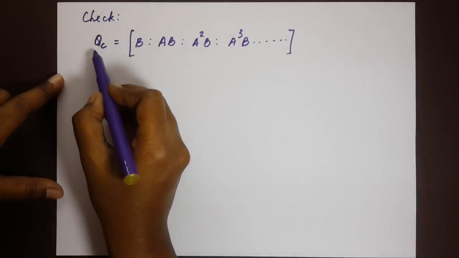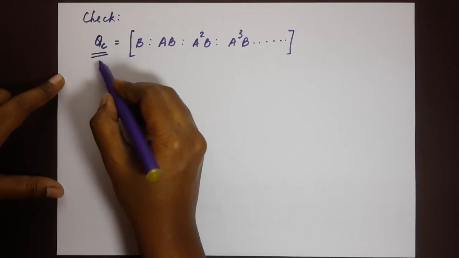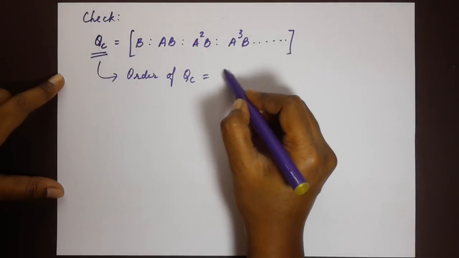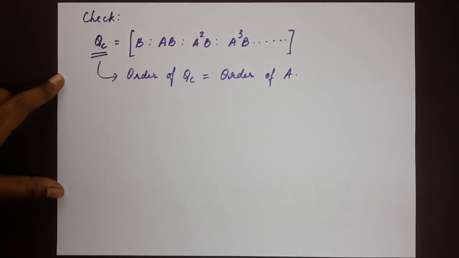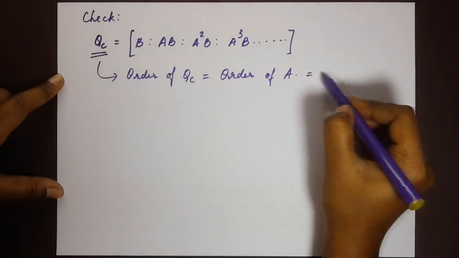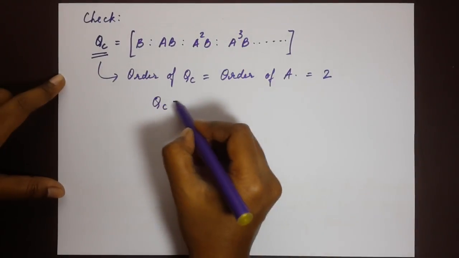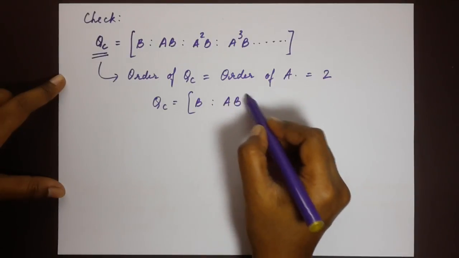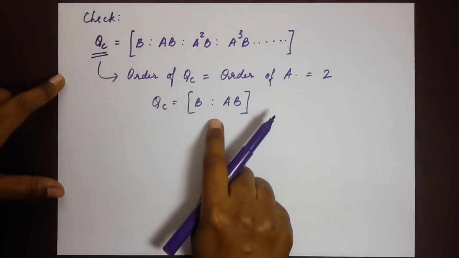We stop with the order of QC. Now the order of QC is equal to the order of matrix A. Our matrix A is a 2 by 2 matrix, therefore the order of A is 2, which means that the order of QC is also 2. So we stop with just two parts, which means that QC is built with matrix B and then AB. This is going to be our matrix of QC. So first, let's build this.